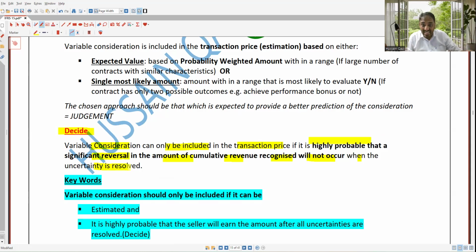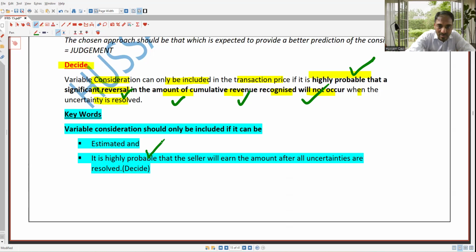When does it become yes? The standard says when the entity finds it highly probable that a significant reversal of revenue recognized will not occur. In simple words, it is highly probable that the seller will earn the amount after all uncertainties are resolved. You don't need to think about the point, sir, if we incorporate the variable consideration now and in future things reverse, ignore that point. Here it's all about estimation. Make it simple.